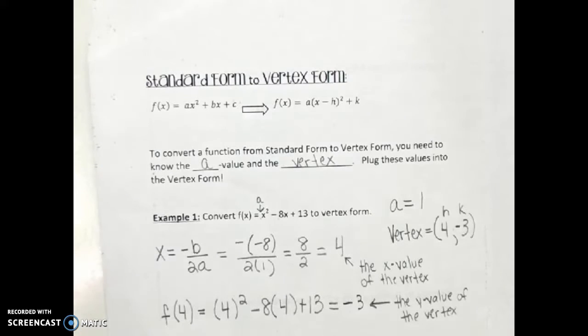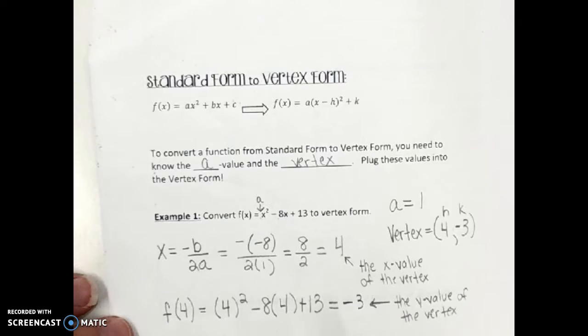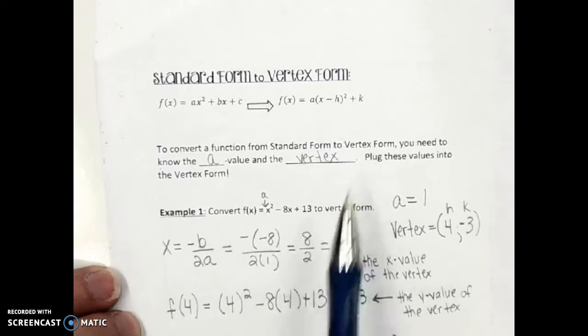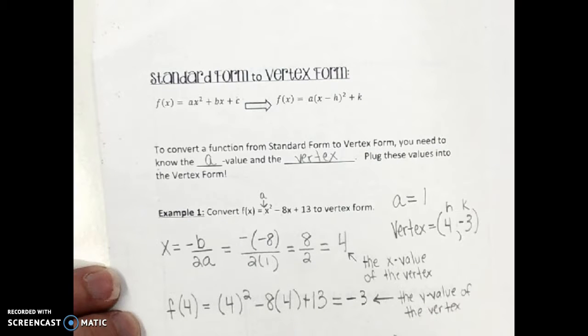This is part 2 of standard form to vertex form notes. You will find these notes on page 64 of your notebook. We've already completed examples 1, 2, and 3. In that part 1, we learned to go from standard form to vertex form. What we need to do now is be able to go from vertex to standard.